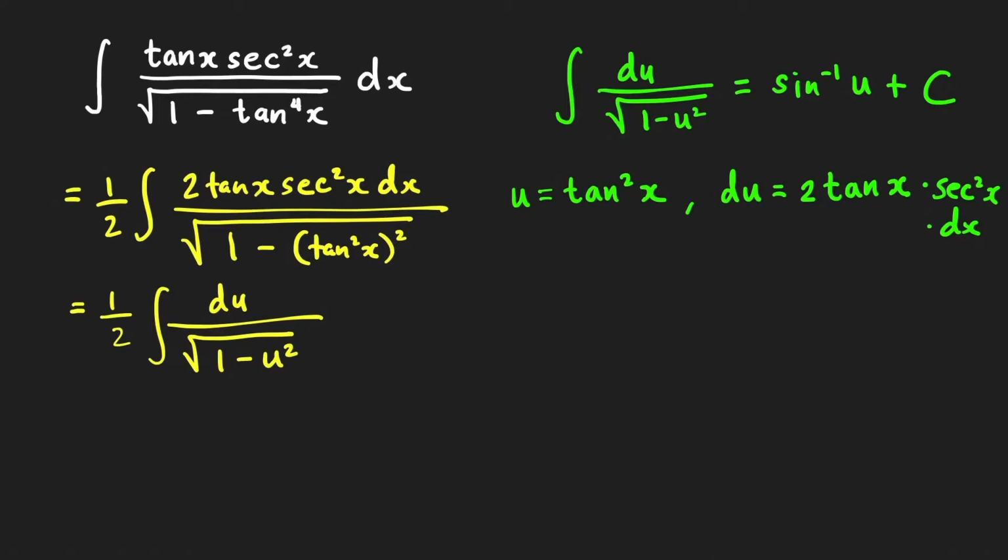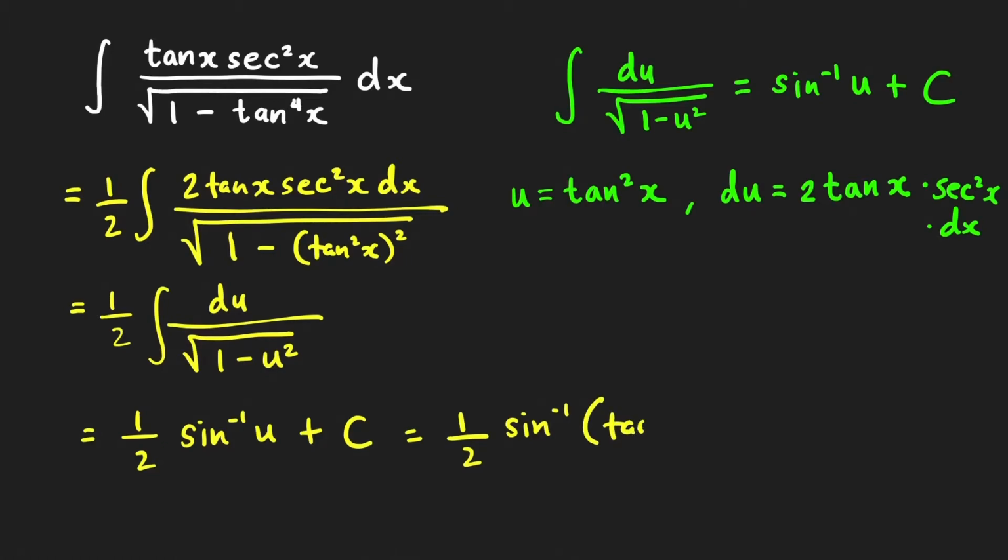And using this integration formula, we get 1/2 sine inverse of u, and then plus c. And then putting back the u in terms of x, we get 1/2 sine inverse of tangent squared x plus c.